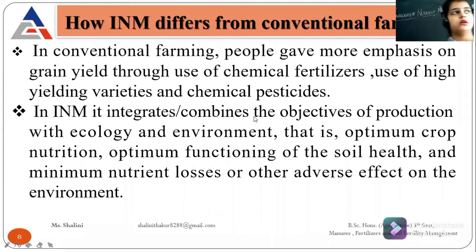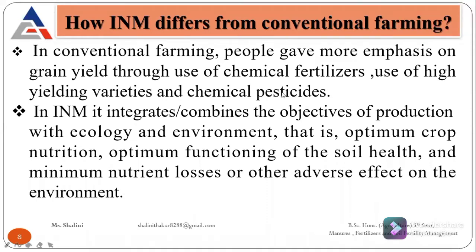As you all know, what is the difference between INM and conventional farming? In conventional farming, people focus only on grain yield, the consumptive part, through chemical fertilizers, by growing high yielding varieties, or by using chemical pesticides. This is conventional farming.